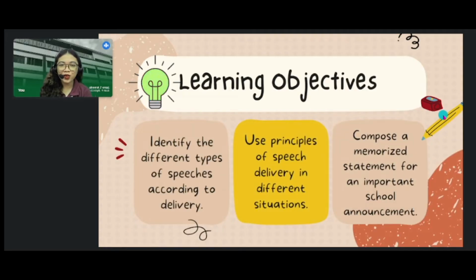Okay, let us know the three learning objectives that we have in this discussion. First, identify the different types of speeches according to delivery, which are the manuscript and memorized. And next, use principles of speech delivery in different situations. It means that the things that you have learned during our previous discussion, you will apply in this lesson. Okay? And the third objective is compose a memorized statement for an important school announcement.